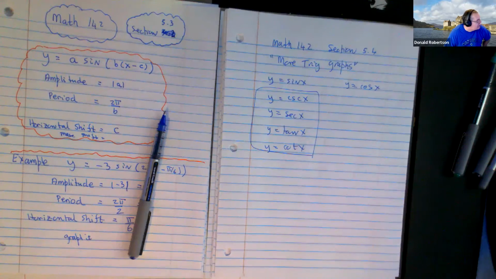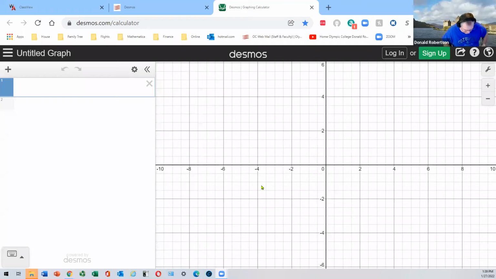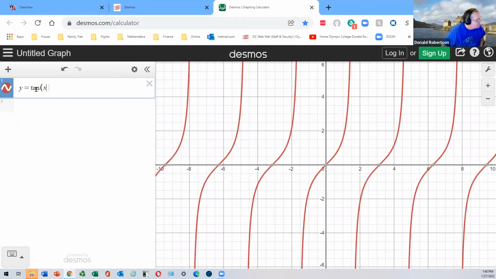Here it goes. I'll go into Desmos again. A second to set it up. I'm just going to stay on Desmos for the rest of today. Basically, you can see what these various functions look like. If I click on this and do y equals tan of x, I don't know if you were expecting that weird shape.